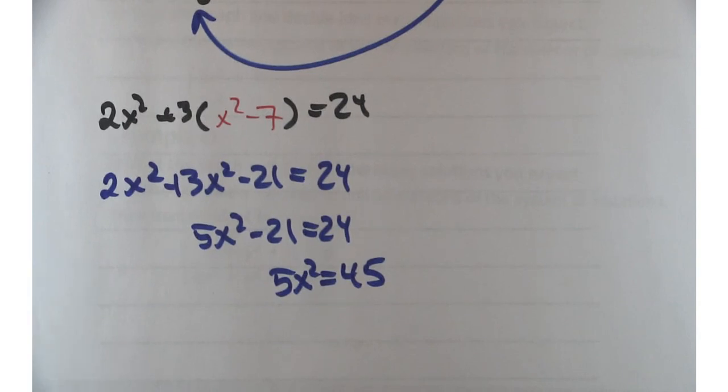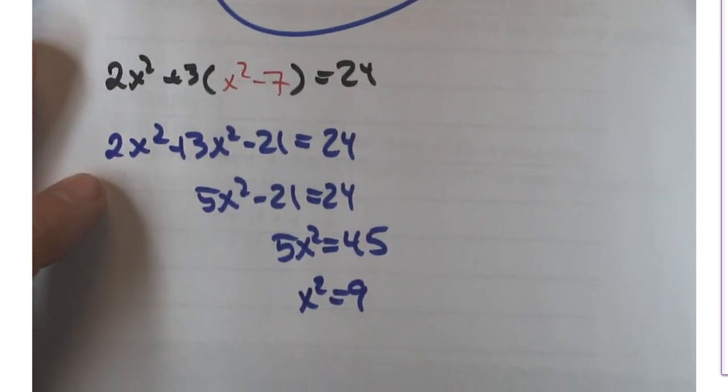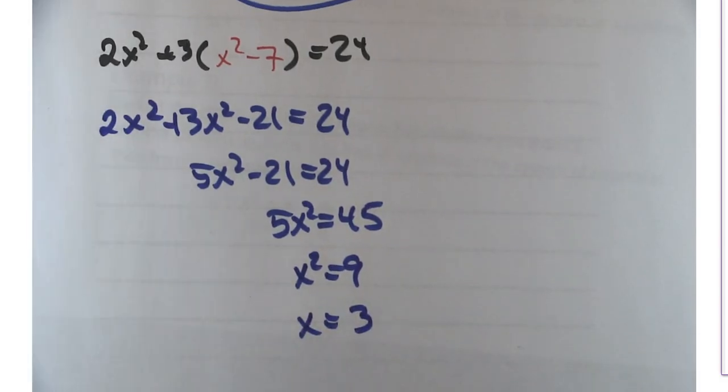It looks like a good way to solve. Yeah, definitely divide both sides by 5. So we end up with x squared equals 9. What does x equal? It's plus or minus 3.